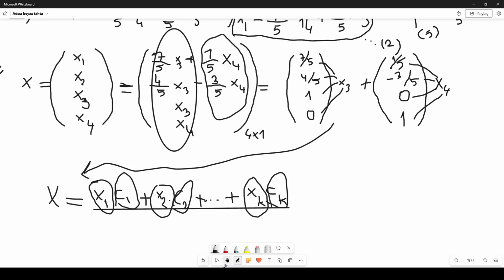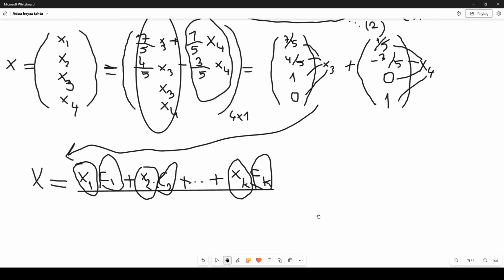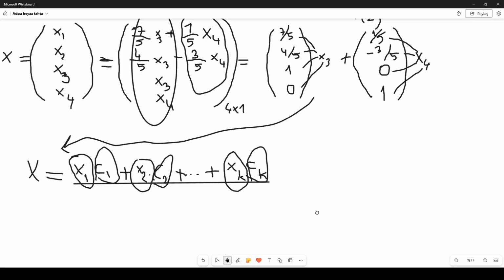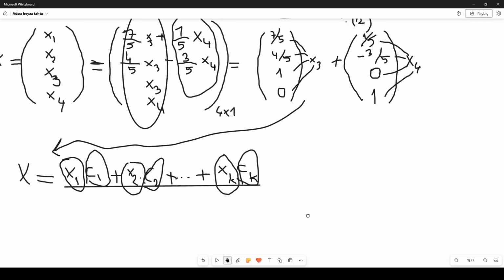Okay, one simple observation to make before the end of this lecture. You see, x3 and x4 are free variables, which means that they can take on any real values. In other words, their values range over all possible values in the set of real numbers.